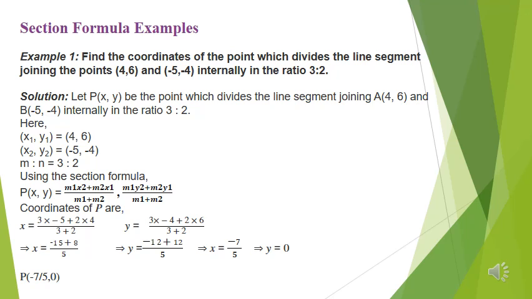Using the section formula we put in the values, and then we find the coordinates of point P, that is x and y. So you get the coordinates of point P as -7 by 5 for x, and 0 for y.